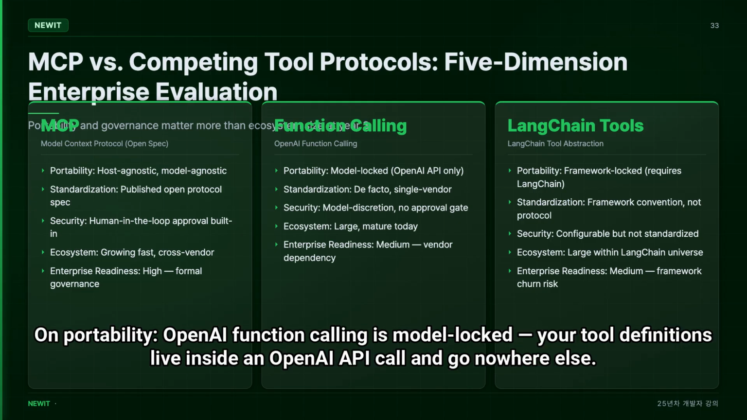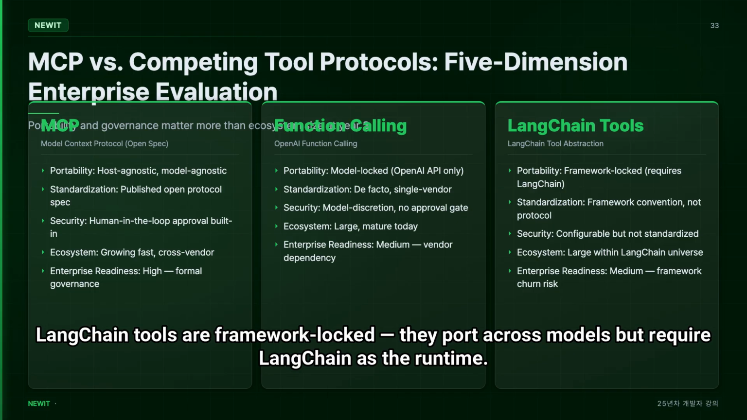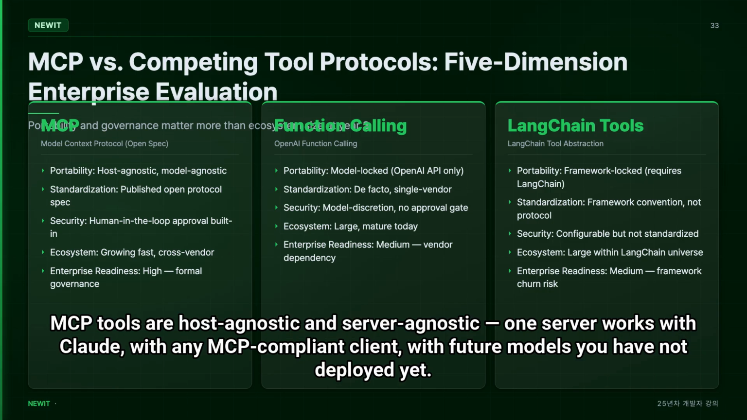Portability. OpenAI function calling: your tool definitions live inside an OpenAI API call and go nowhere else. LangChain tools are framework locked. They port across models but require LangChain as the runtime. MCP tools are host agnostic and server agnostic. One server works with Claude, with an MCP compliant client, with future models you have not deployed yet.